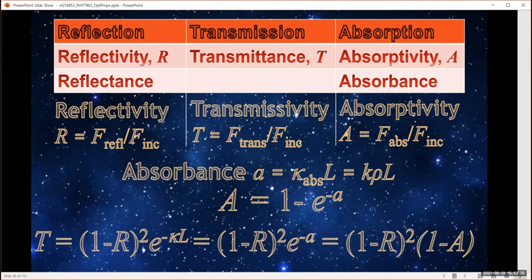The transmissivity or transmittance is related to the reflectivity and the absorbance, or the reflectivity and the absorptivity. And so we can see how they all fit together. But we do want to be careful with this terminology because absorbance and absorptivity have very distinct meanings, as do reflectance and reflectivity.